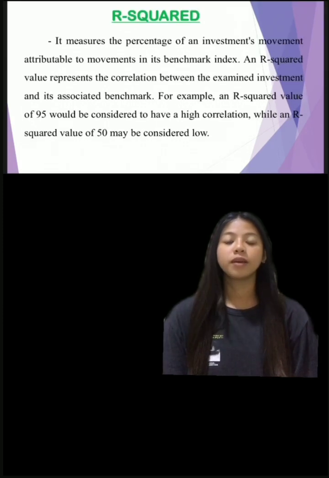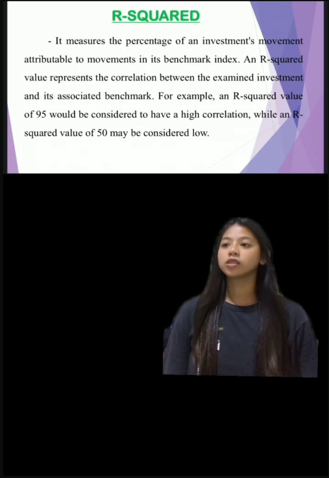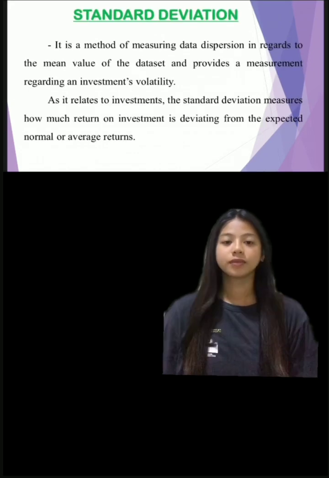R squared. It measures the percentage of an investment movement attributable to movements in its benchmark index. An R squared value represents the correlation between the examined investment and its associated benchmark. R squared is one of the statistical tools to measure the risk of a mutual fund. R squared compares the performance of a mutual fund scheme to a given benchmark index.